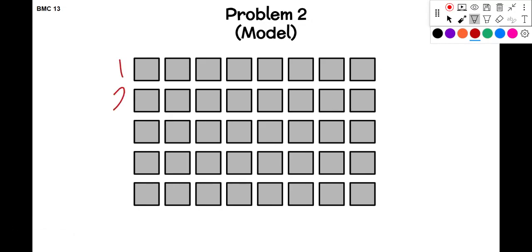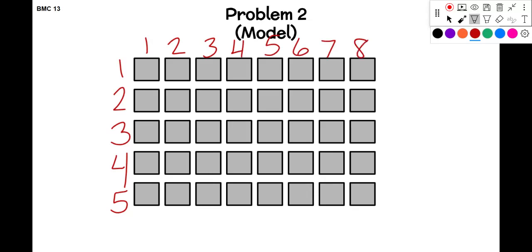So I'm going to count my rows, then I'm going to go and count my columns. So 1, 2, 3, 4, 5. That's 5 rows, and I'm going to count my columns going across. 1, 2, 3, 4, 5, 6, 7, 8. I know earlier we talked about arrays. We have rows and columns. We multiply it together. So I can do 5 times 8. And I can just count by 5s. 5, 10, 15, 20, 25, 30, 35, 40. I counted by 5s for 8 times, and I got my answer, which was 40.